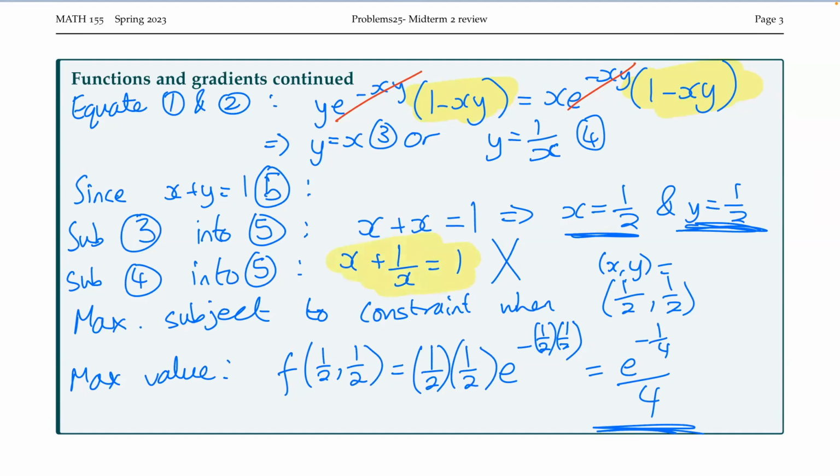This was essentially just by rearranging this. I have skipped some steps here. The reason I've skipped these steps here is because it's a slightly longer rearrangement.